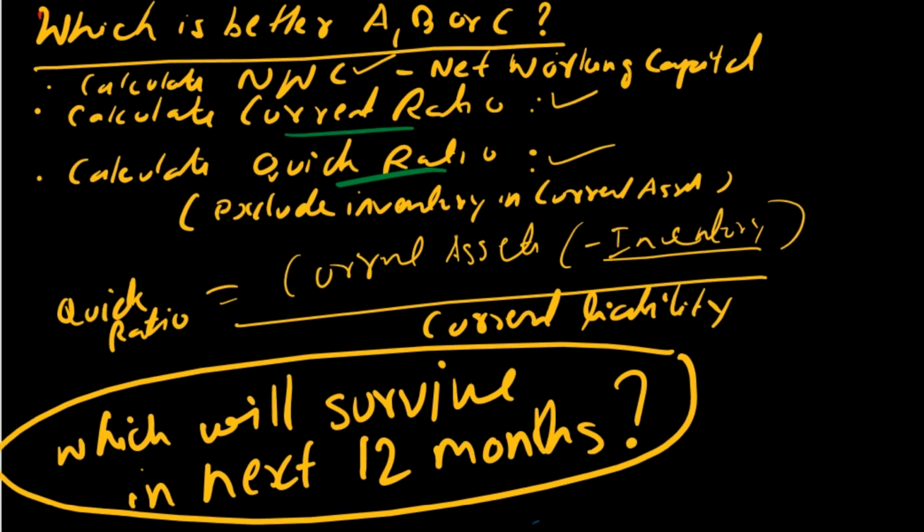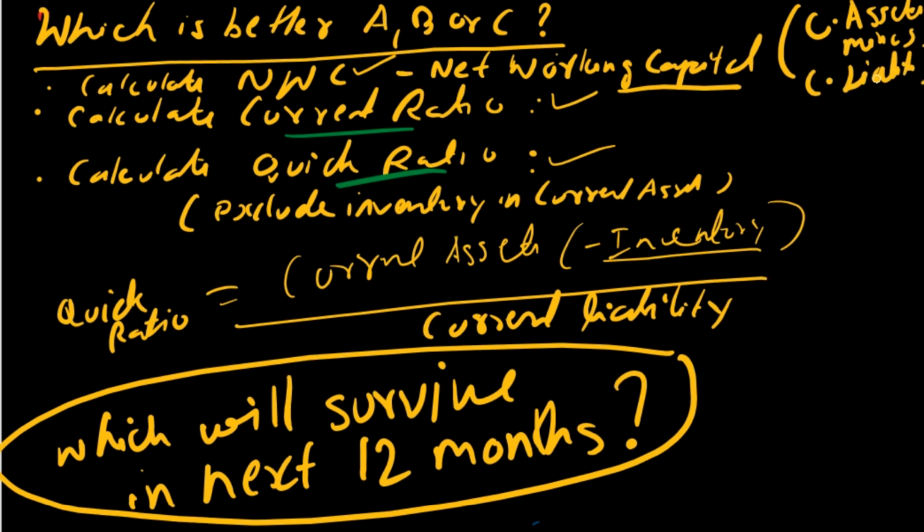To decide about these companies' survival, we will apply three concepts. First is the concept of net working capital, which is calculated through a simple calculation: current assets minus current liabilities. This is the formula to find net working capital. That's the first concept. Second, we will use the concept of current ratio, which is current assets divided by current liabilities.